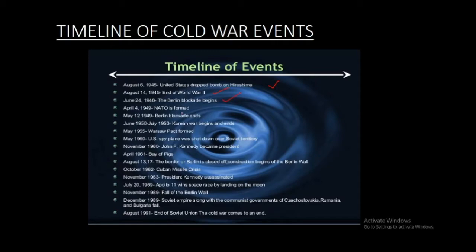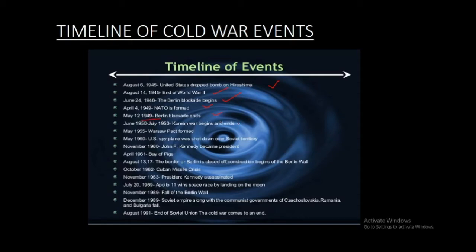Berlin blockade began, and NATO was formed against the Soviet Union expansion. Then Berlin blockade ends. Berlin blockade was basically the Soviet Union not directly giving access to the US allies so that they can bring supplies to Berlin, as Berlin was in the Soviet Union part. It was also half divided between Soviet Union and the US allies. So the Soviet Union blocked it from all the sides so that no supplies can reach there. So that was also known as the event of German blockade, and it ended in May 12, 1949.